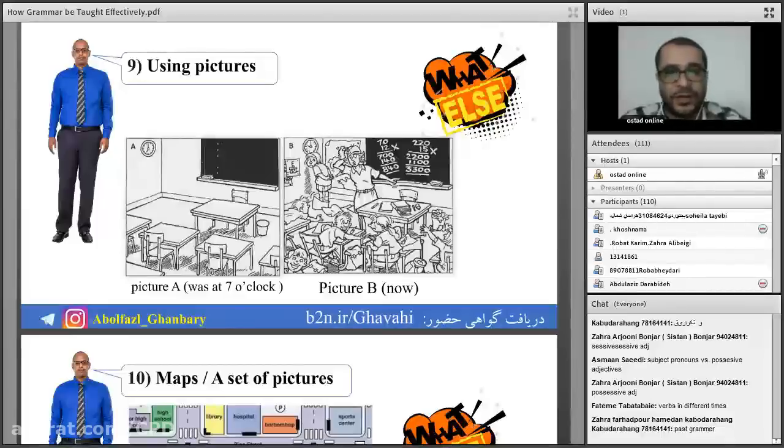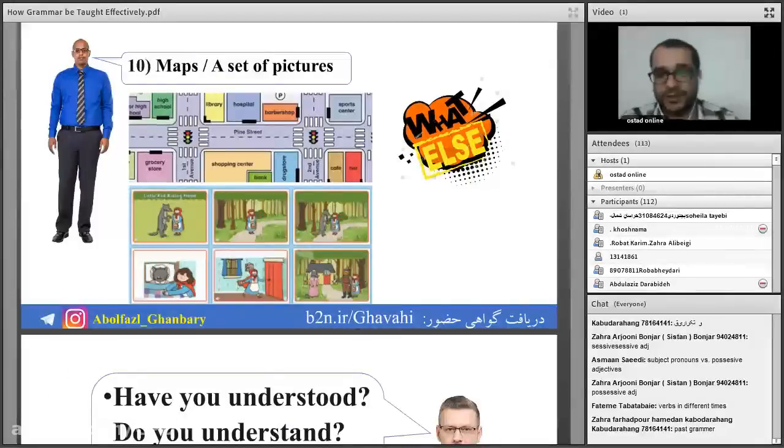So, for example, in picture A, there is not something on the board. Yeah, there was not, because we are talking about the past. There was not something on the board, but now at 10 o'clock, there are some numbers. There are some numbers on the board. By comparing two pictures, we can teach simple past and present.